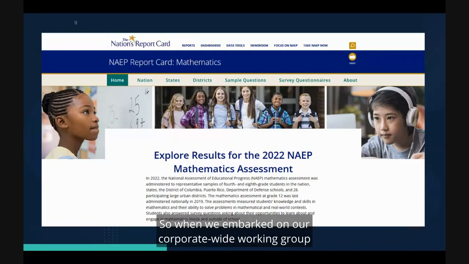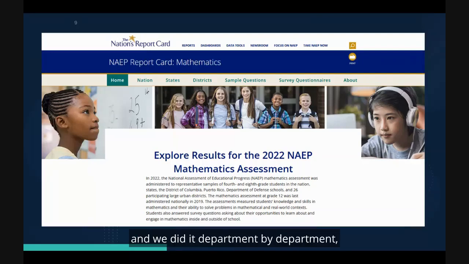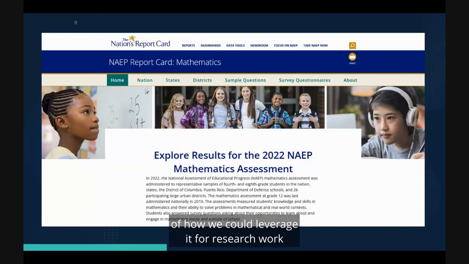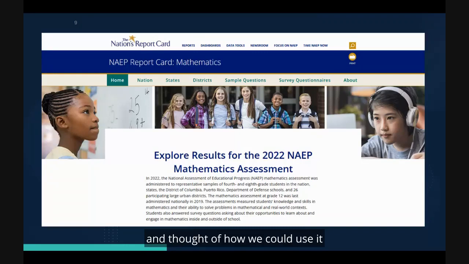So when we embarked on our corporate-wide working group to understand ChatGPT, and we did it department by department, we naturally thought of how we could leverage it for research work and thought of how we could use it to support our work on NAEP.